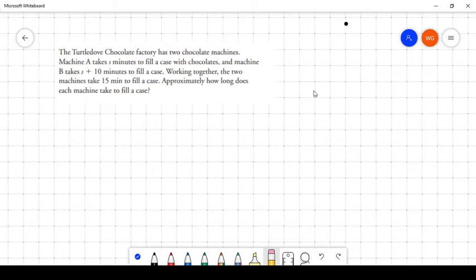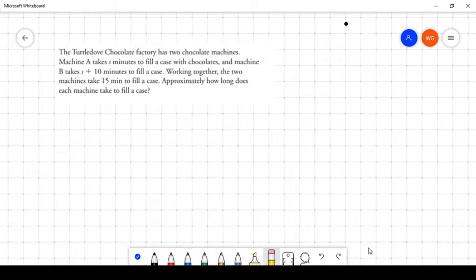It says that the Turtle Dove Company, or the Turtle Dove Chocolate Factory, has two chocolate making machines. Machine A takes S minutes to fill a case with chocolates, and machine B takes S plus 10 minutes to fill a case with chocolates. So machine B obviously is a little slower than machine A. Working together, the two machines take 15 minutes to fill a case.